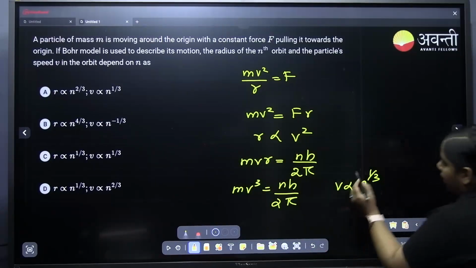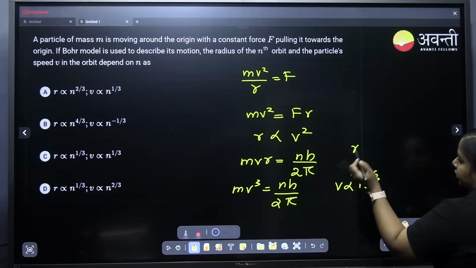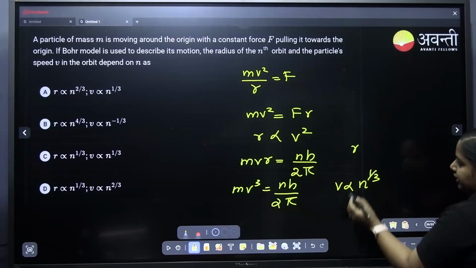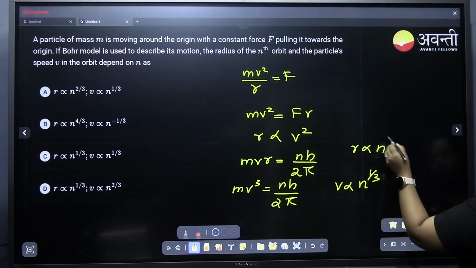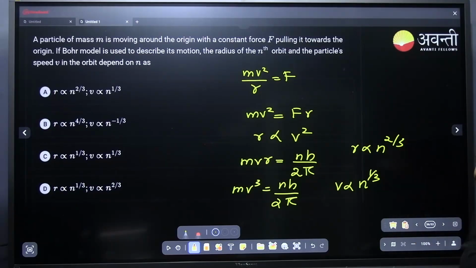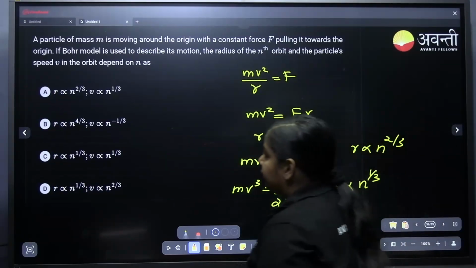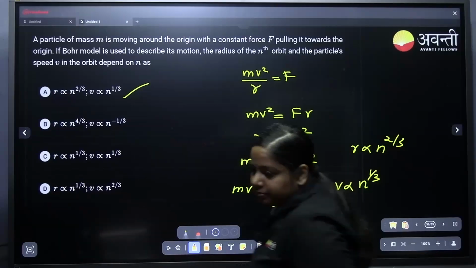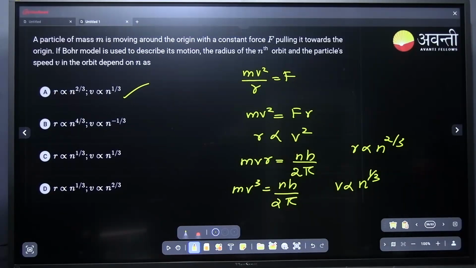Now we have to find r proportional to v square. So when we square this, you will get r proportional to n to the power 2 by 3. Option A is the answer. Do you have any doubt in this? I think not, so let's move on.